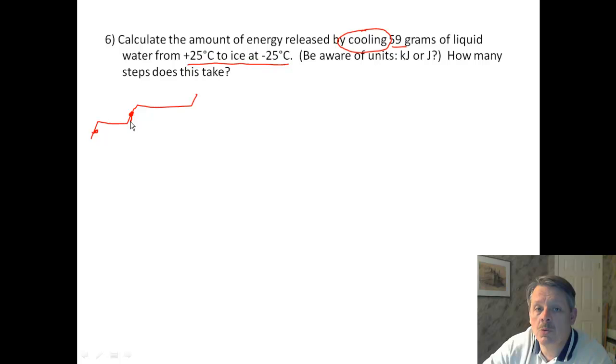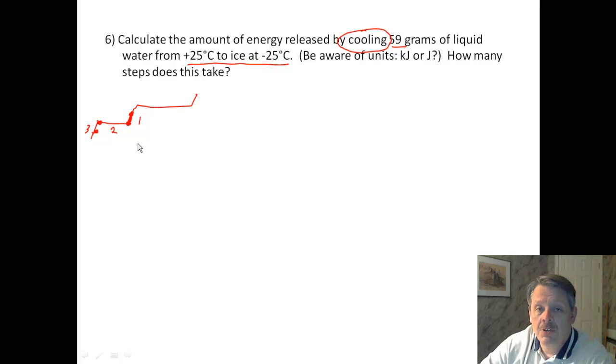I have to cool the liquid water till it gets down to 0. And then I have to freeze that liquid water. And then I have to lower that temperature even more. Right? This is kind of like putting water in your ice cube trays and freezing them. This is exactly what you're doing. Okay? So I have 3 steps. I'm going to cool first, and then I'm going to freeze, and then I'm going to cool the ice.